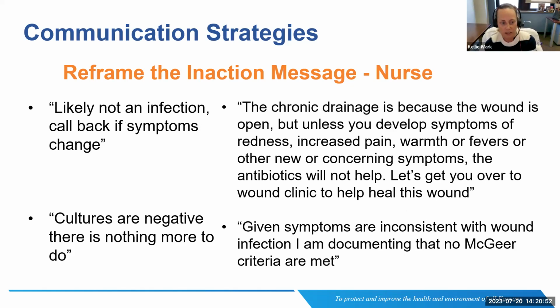So this would be some framing messages from the nurse side. An example of an inaction statement is, it's likely not an infection, we'll call back or we'll check later if symptoms change. Instead, you could frame it as, the chronic drainage is because the wound's open, but unless you develop symptoms of infection, we don't need to do anything. But let me know if anything changes, and then we'll get you to a wound clinic. Another positive action statement might be the one on the bottom. You could document it, because we might have pressure and want accountability. For example, you could document in the chart, given symptoms are inconsistent with wound infection, I am documenting that no McGeer criteria are met. That way there is a sense of we did something, we've looked at this, but we've assessed it not to need antibiotics or not to be infection. Next slide.